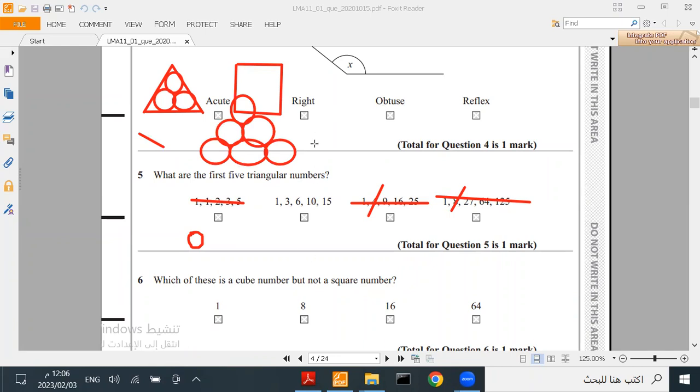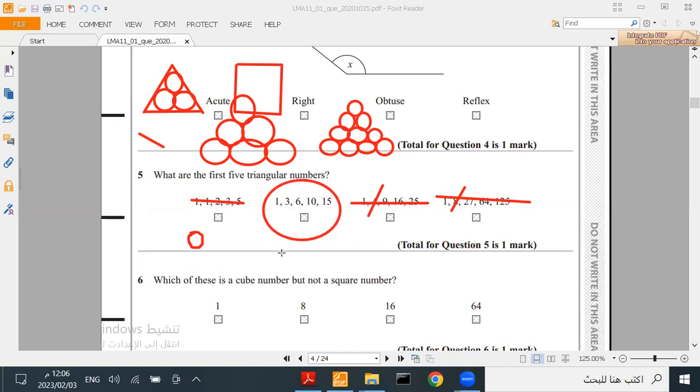10 can make a triangle. Give it 5. Okay. Then 3, then 4, 2, 4, then 1. 4, 3, 2, 1. Okay. You get it? That's a triangle. So this is the answer.